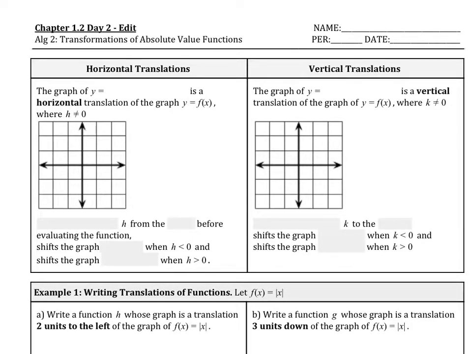Let's take a look at horizontal and vertical translations. So horizontal translations, you will see something like f of x minus h. The biggest thing that I want you to notice here is that if you see a negative inside, that is going to go to the right, however many units it is. Then if you see a plus on the inside, that is going to go to the left.